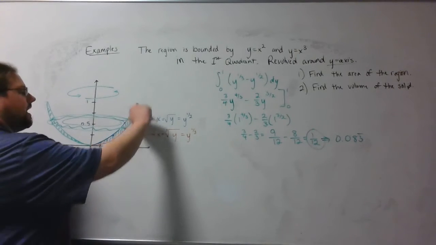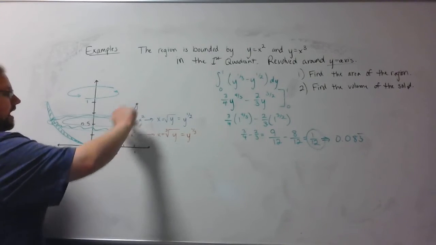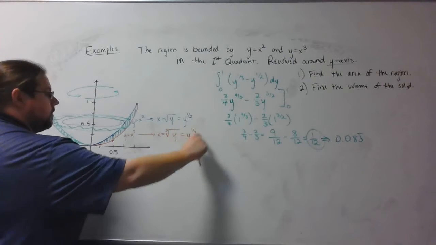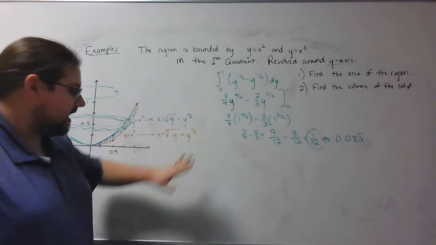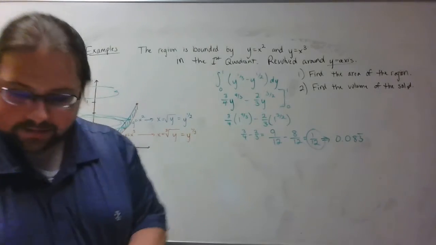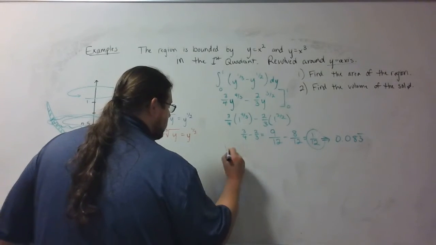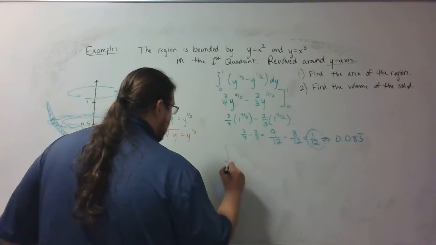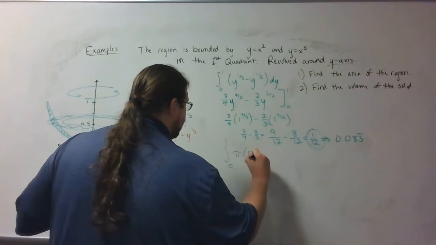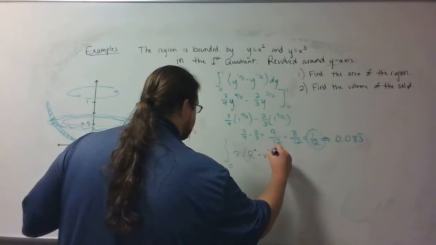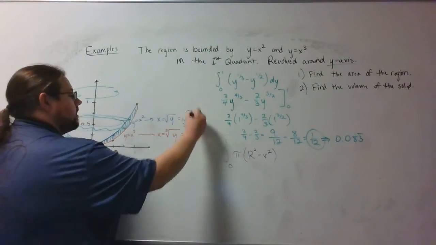Let me repeat again. I'm going to use the outer radius, which in this case is the red line, and the inner radius, which is the blue line. So y to the 1/3 is going to go first, y to the 1/2 is going to go second. Hopefully you guys remember. I'm going to write down that formula again one more time just so I remember it. If I'm doing the washer method, we're going to do the integral over the bounds, 0 to 1, of pi times the big radius squared minus the little radius squared. In this case, the big one is y to the 1/3, the little one is y to the 1/2.